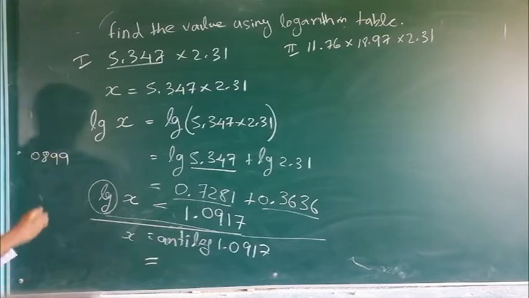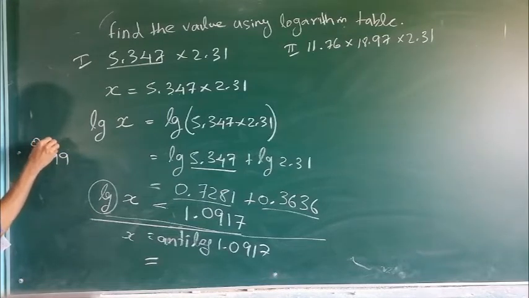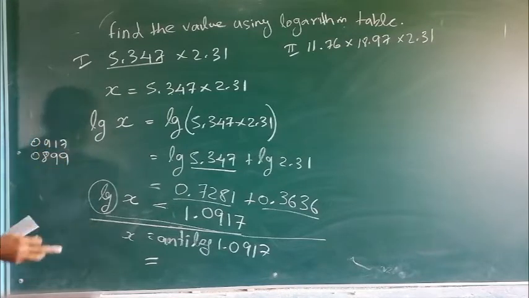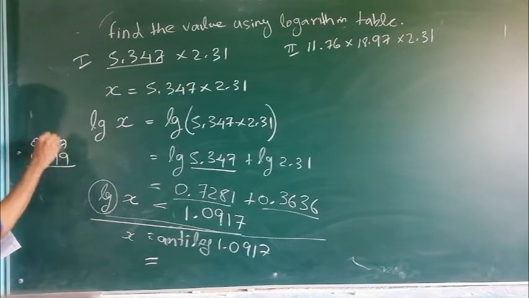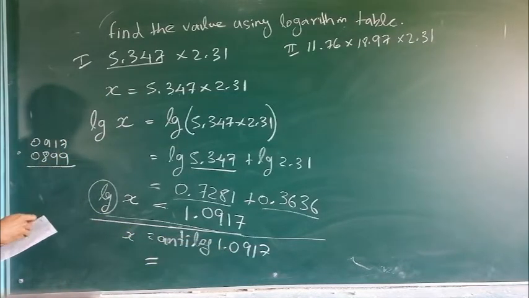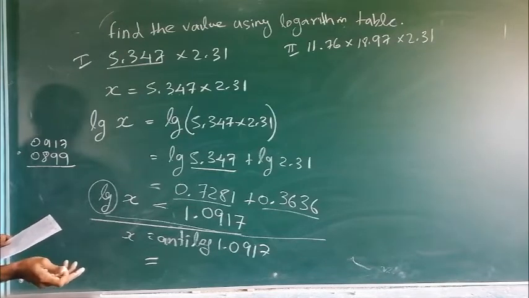You have 0899, but you need 0917. So after 0899 you have 0934. It is more than what we have. So if you subtract, you can easily get the value what we are going to find from the mean difference.